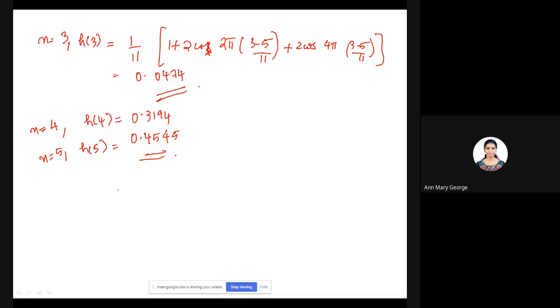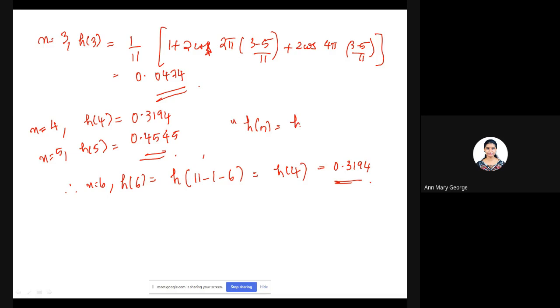Now applying the symmetric condition. We will apply the symmetric condition for obtaining the values of h of 6 to h of 10. Therefore when n equal to 6, h of 6 will be h of 11 minus 1 minus 6, that will be h of 4. Therefore h of 6 will be equal to h of 4, which is 0.3194. This is the condition, h of n equal to h of N minus 1 minus n.